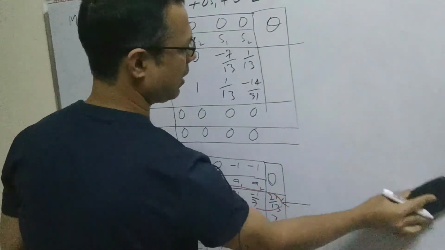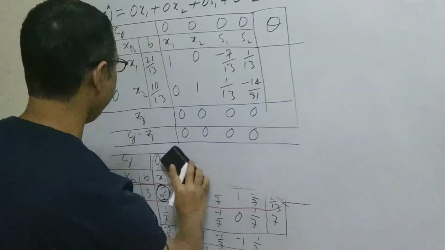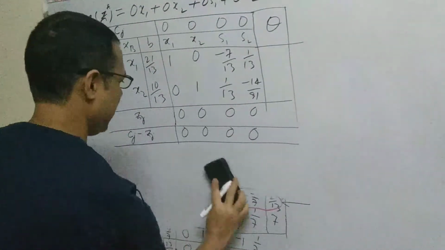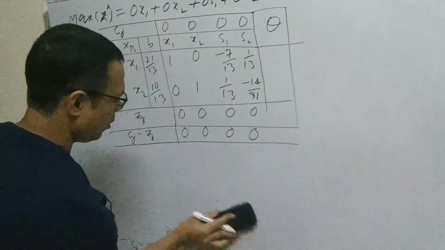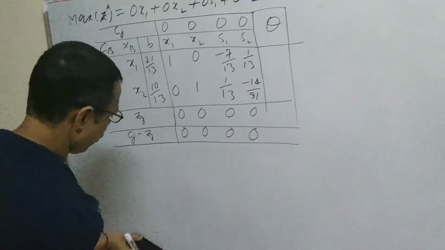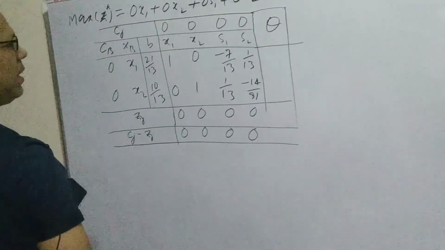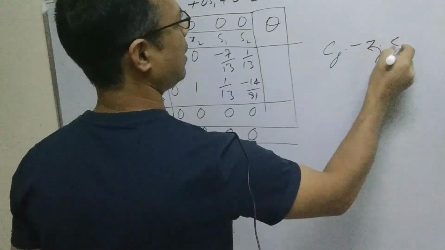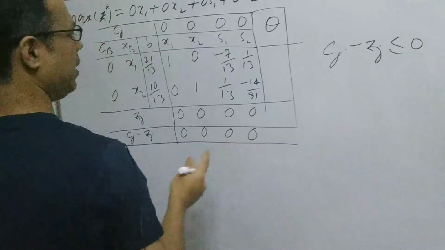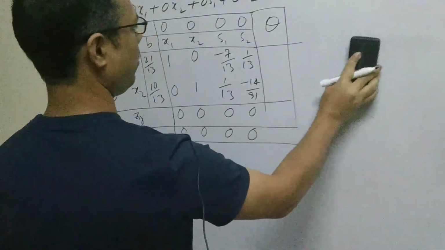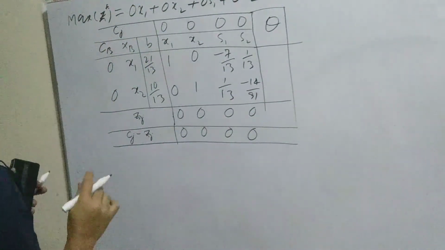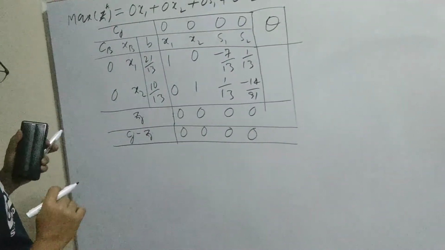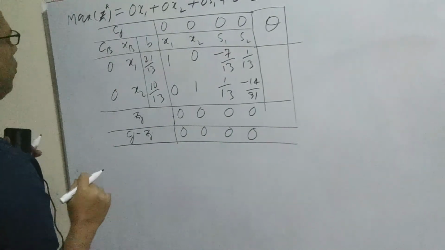What was the condition? The condition was very simple: if Cj minus Zj is less than or equal to 0, we have to stop the procedure. Now here Cj minus Zj is less than or equal to 0, all are equal to 0, so I am going to stop here. Now phase 1 is over, phase 1 has been completed. Now we are going to move to phase 2.